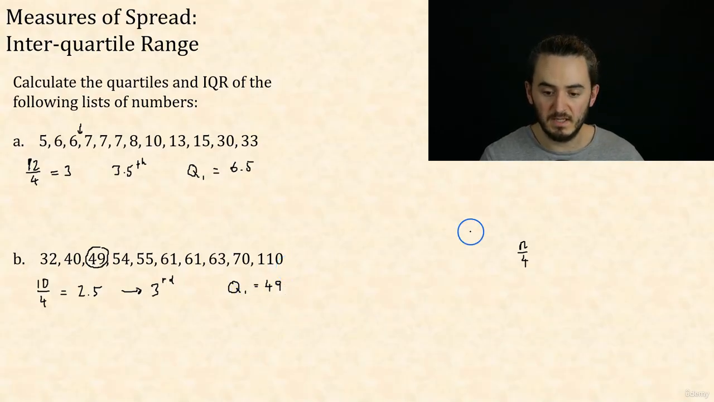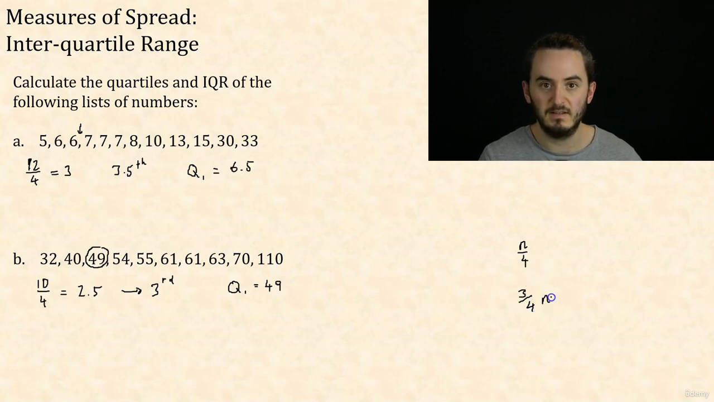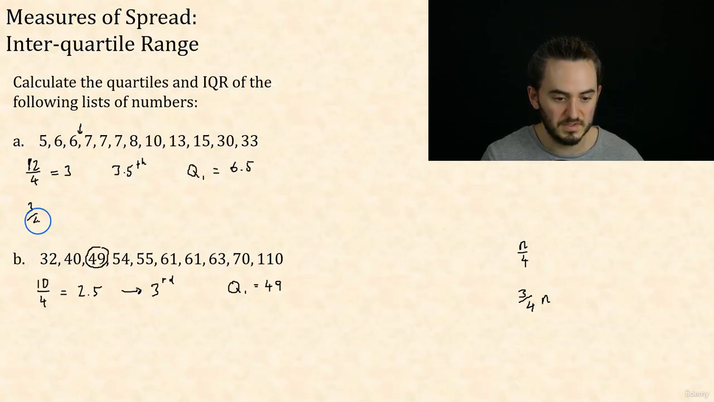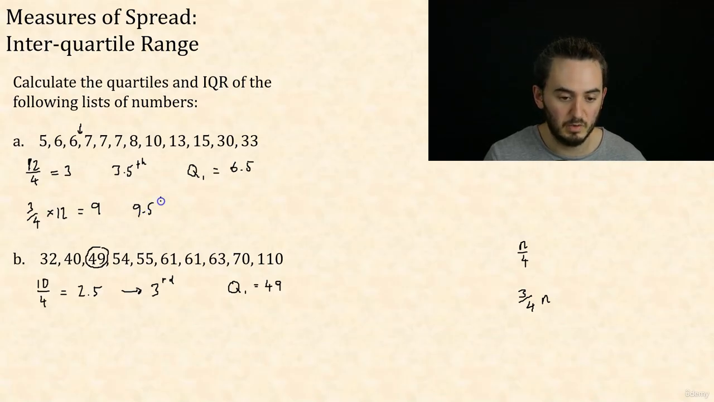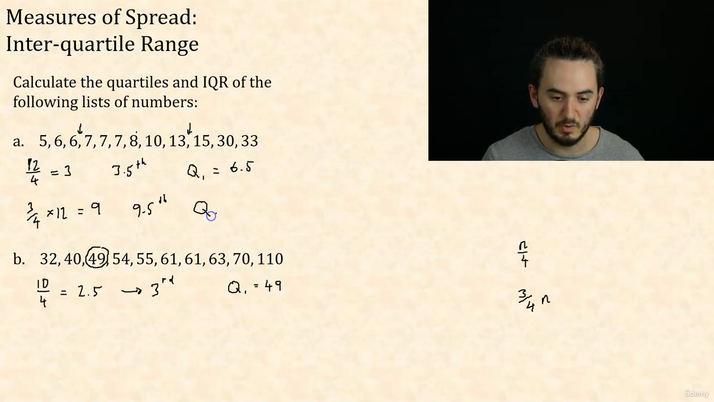And it's pretty much the same idea for the upper quartile as well. We just do 3/4 of n, or 3n divided by 4. So for this one, I do 3/4 of 12, which is 9. And since it's a whole number, I'm going to just shift it up by a half, and I'm looking for the 9.5th term. So halfway between the 9th and the 10th. So 1, 2, 3, 4, 5, 6, 7, 8, 9. Here's the 9th, here's the 10th. Halfway between those two is 14. So the upper quartile, which we call Q3, is 14.